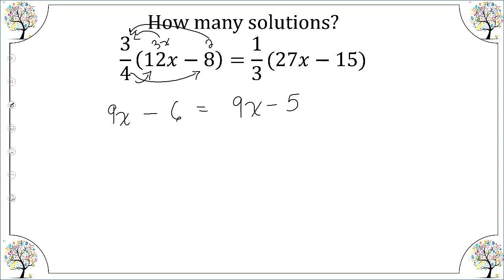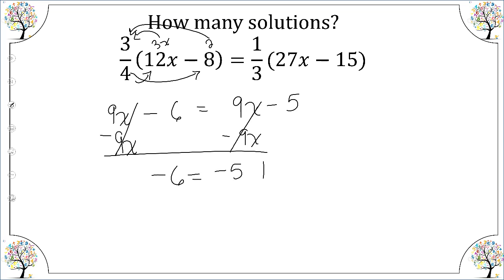When we have variables on both sides, we are going to get rid of the variables or get them on the same side. We can see that they're both the same, so I still have to eliminate them. So I'm going to use the subtraction property of equality. This gives me a false statement, so we're going to have no real solutions.